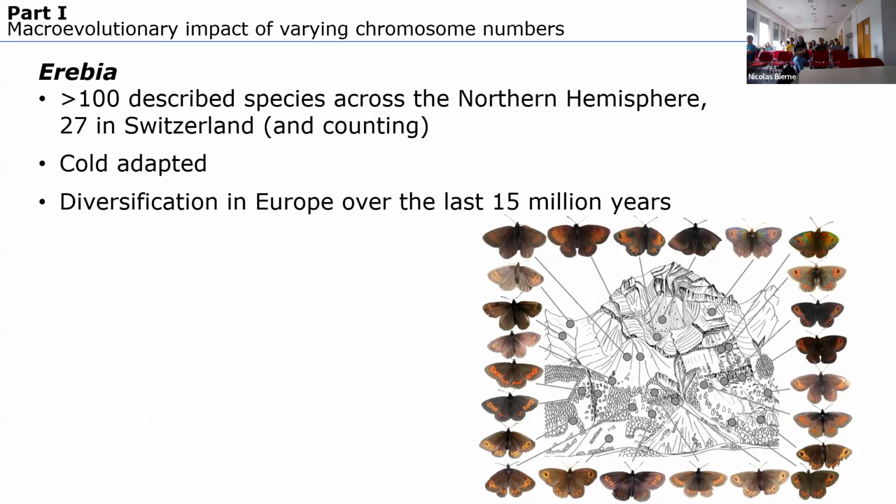Arabia butterflies have more than 100 species. It's one of the most diverse groups of butterflies in the Northern Hemisphere. We have 27 species in Switzerland and some cryptic ones that we still try to investigate to see if we actually have more species. They're often called adapted, so alpine regions also represent biodiversity hotspots. Shown here, in the bottom right, is the idealized distribution of the different species along an elevation gradient. They diversified over 15 million years in Europe, and some groups are much younger.